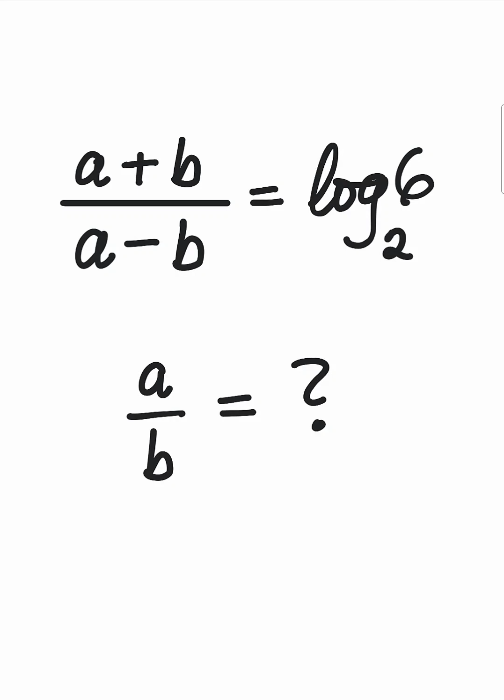Let us look at this logarithmic equation, and here it reads that (a plus b) all over (a minus b) equals the log of 6 to the base of 2. We are requested to find a all over b. So how do we get started? It's just very easy to solve for a and b. Let's get started.